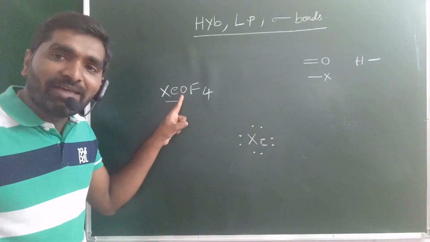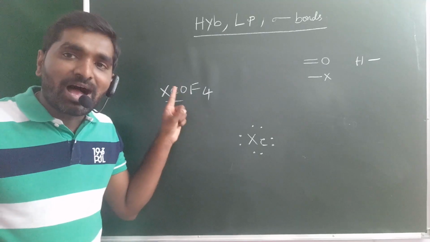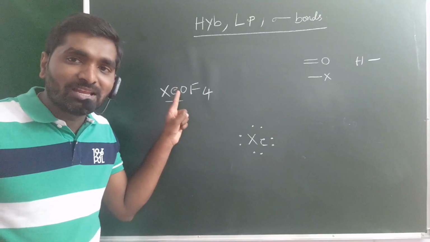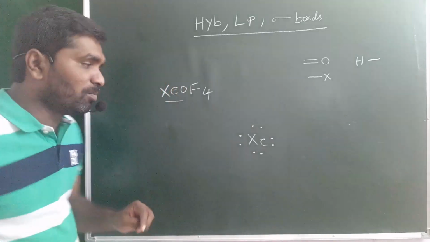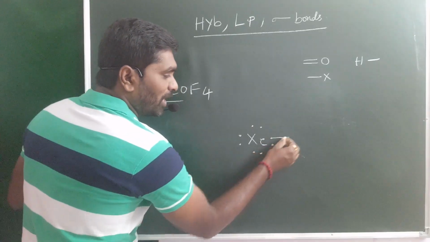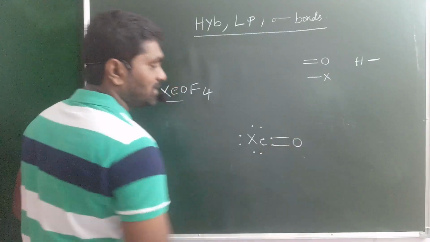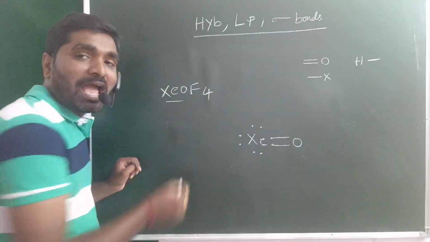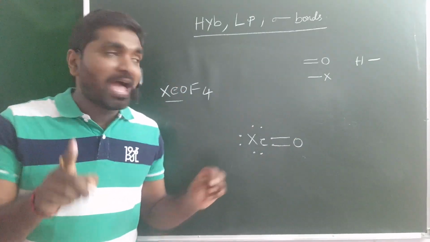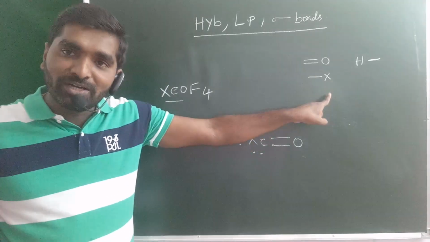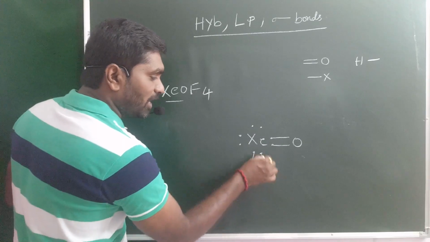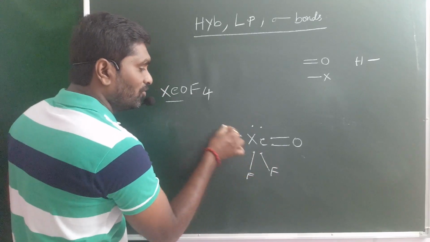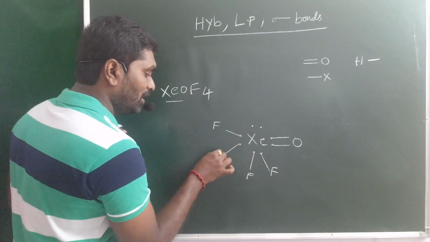Oxygen is bivalent. That means oxygen may form 2 bonds: 1 pi bond and 1 sigma bond, using 2 electrons from 1 oxygen. You know that halogens are monovalent. A halogen may form only a sigma bond. The 4 halogens may form 4 sigma bonds like this: fluorine, fluorine, fluorine, fluorine. Like this.